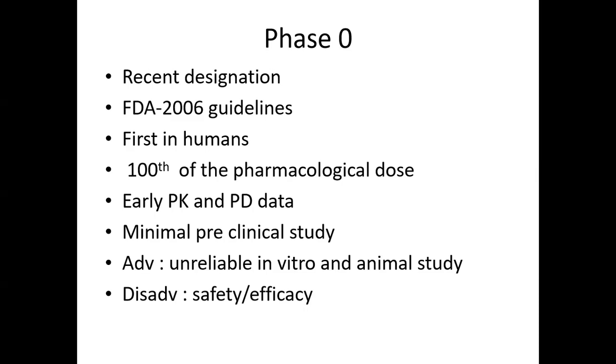And it has a minimal preclinical study. So drugs which have minimal preclinical study, for example, drugs which have to be given directly to people like HIV/AIDS, go for phase 0, like microdosing, and then look for pharmacokinetic and pharmacodynamic data where minimal preclinical study is required. The advantage is when in vitro and animal studies are unreliable. If the compound has unreliable activity in vitro and in animal studies, phase 0 helps, but the disadvantage is again, because they are not thoroughly tested in animal and preclinical testing, there might be a safety and efficacy issue.